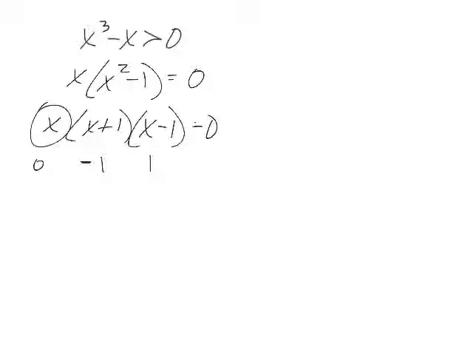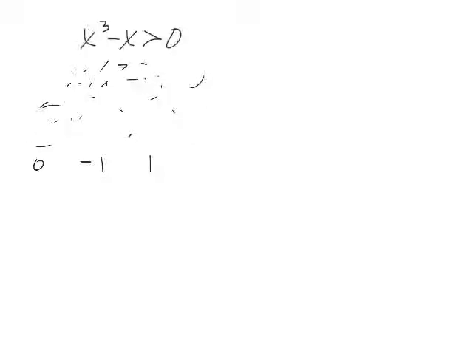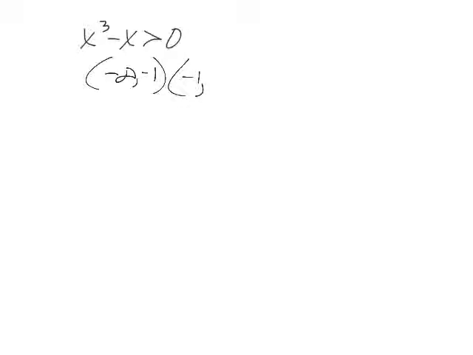Let me erase all of this so I have a little bit more room to graph here. It makes it so I have 4 intervals. My intervals are going to look like this: negative infinity to negative 1, negative 1 to 0, 0 to positive 1, and 1 to positive infinity. So I have 4 different intervals.